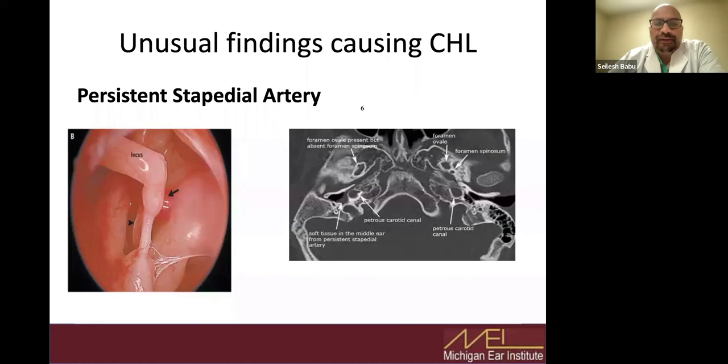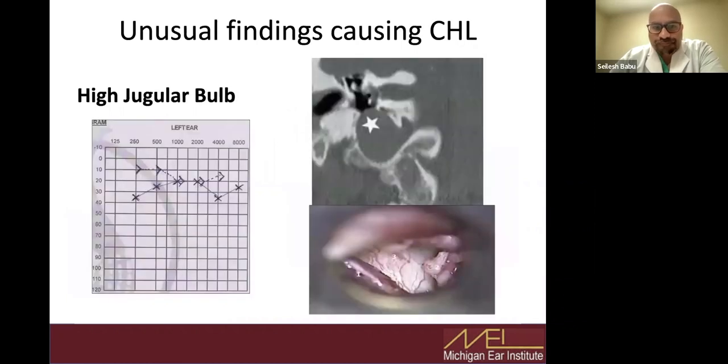You also can find persistent stapedial arteries. Again, the correct answer is you abort the surgery if you find this. I think if it's small enough, some of us will, since we already have a laser in our hand, continue with the surgery and lyse it and keep going. But that's experience. I would tell you to do it probably in new hands or inexperienced hands. Probably the right answer is, again, abort the procedure.